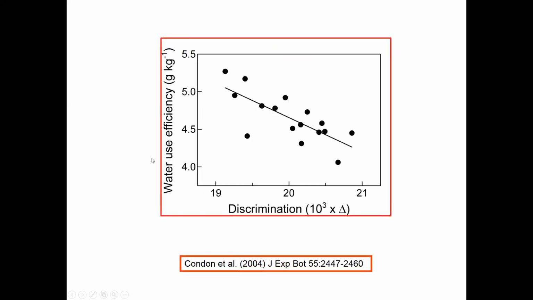This is an example of looking at the relationship between water use efficiency on the y-axis versus carbon isotope discrimination on the x-axis. This is work that was done in wheat. So we see a negative relationship here where a high water use efficiency has a low value of carbon 13 discrimination.